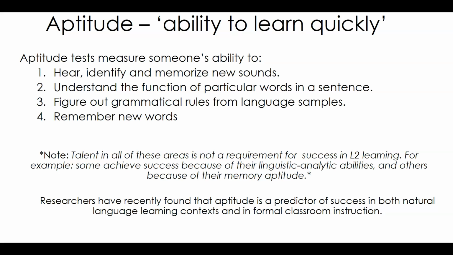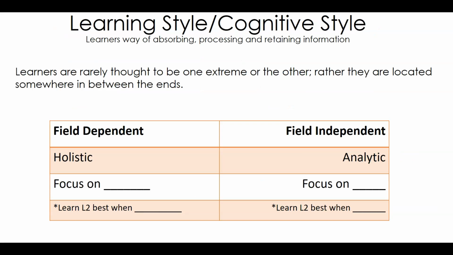That doesn't mean that you can't learn. For example, some achieve success because of their linguistic analytic abilities and others because of their memory aptitude. Some of you might have high linguistic analytic abilities. Others of you might just have a really good memory. So researchers have recently found that aptitude is a predictor of success in both the natural language learning context and in formal classroom instruction. And perhaps the method in which you're learning will have more of a predictor on how well you learn rather than your actual aptitude.